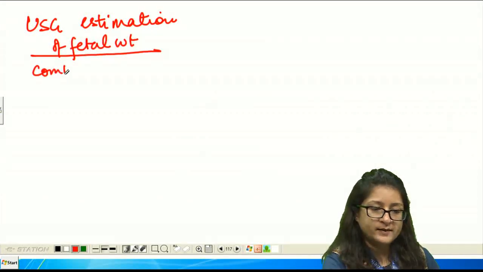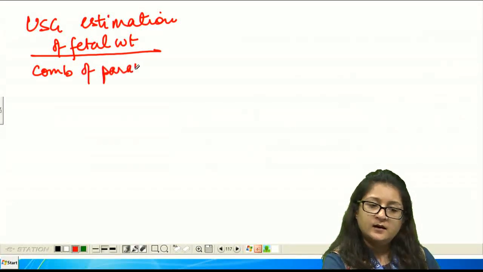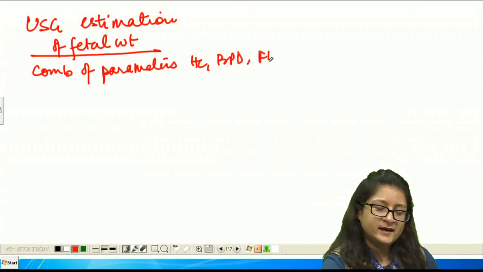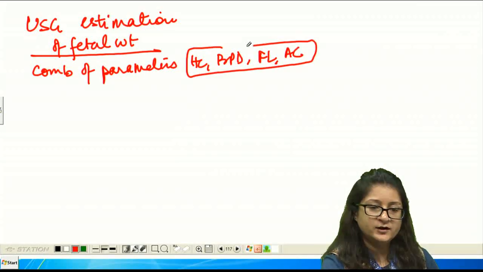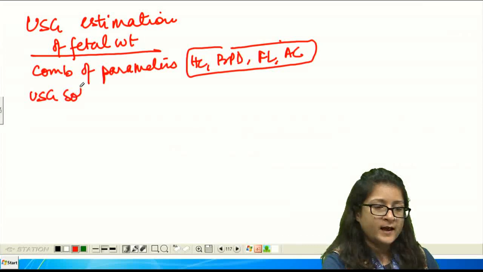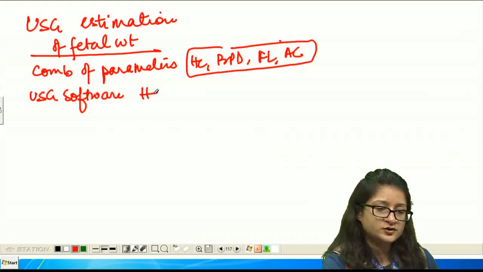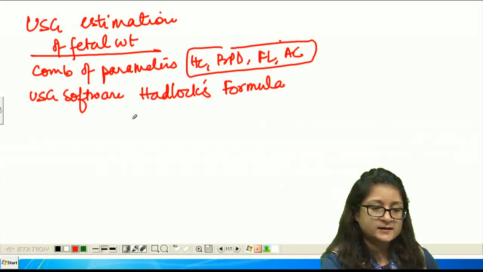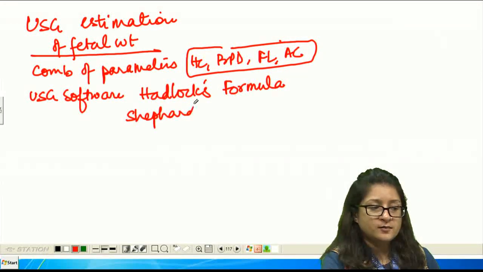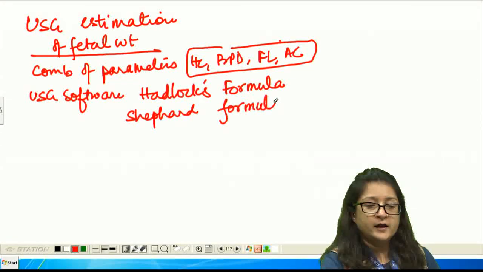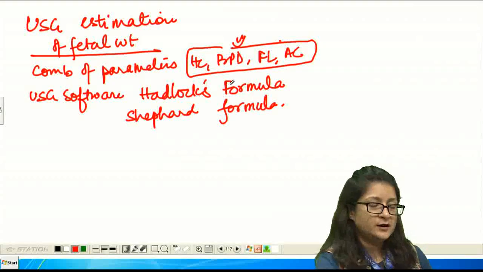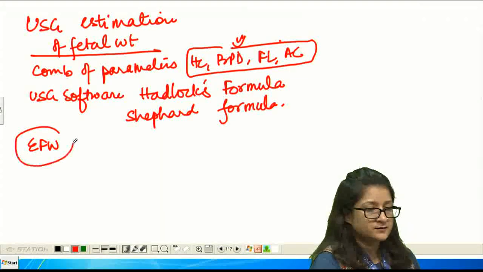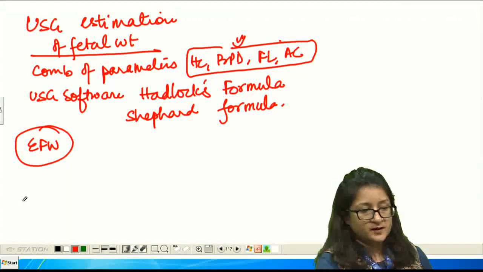That is done by a combination of parameters including the head circumference, BPD, femur length and abdominal circumference. These are all combined together by an ultrasound software, and it uses a formula, most commonly Hadlock's formula. We have other formulas like Shepherd's formula. All these formulas can be used to incorporate the measurements in millimeters given by these parameters, and they are combined to give us an estimated fetal weight. So this is about the estimation of fetal weight.